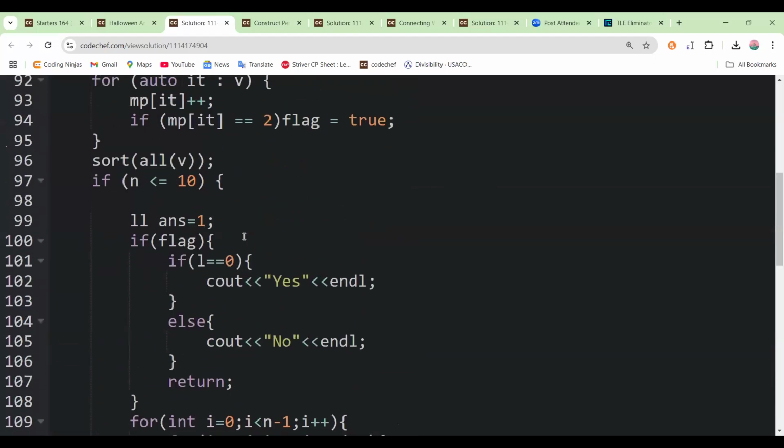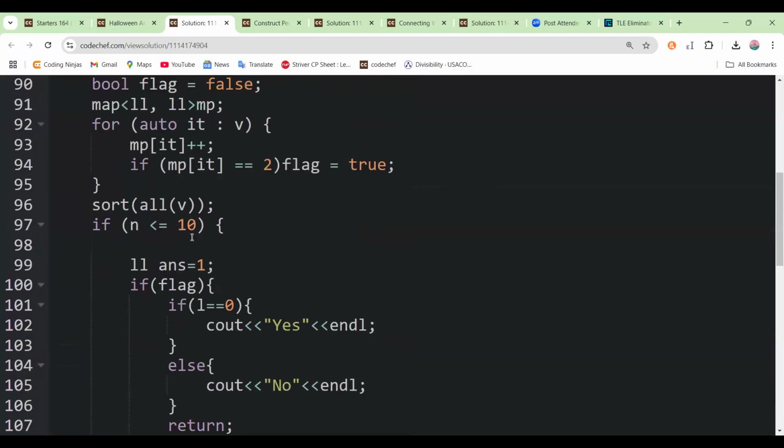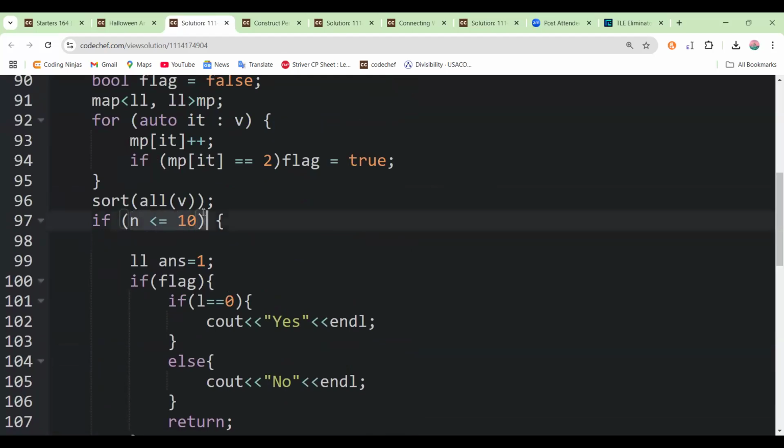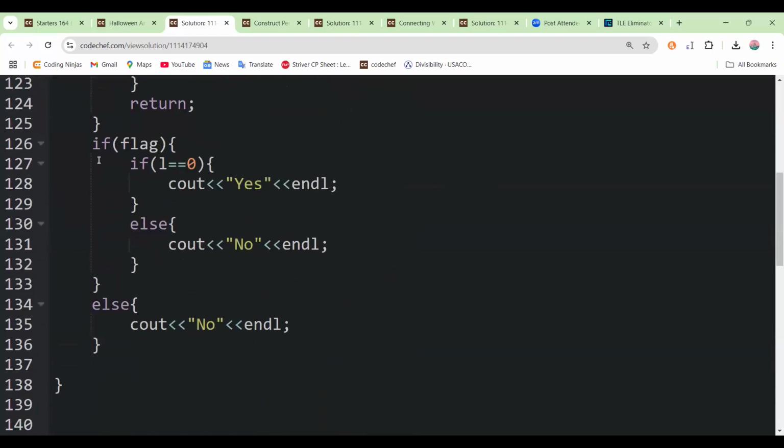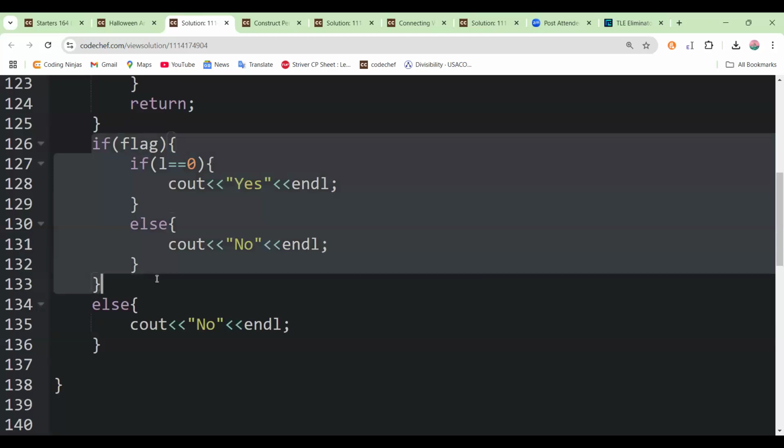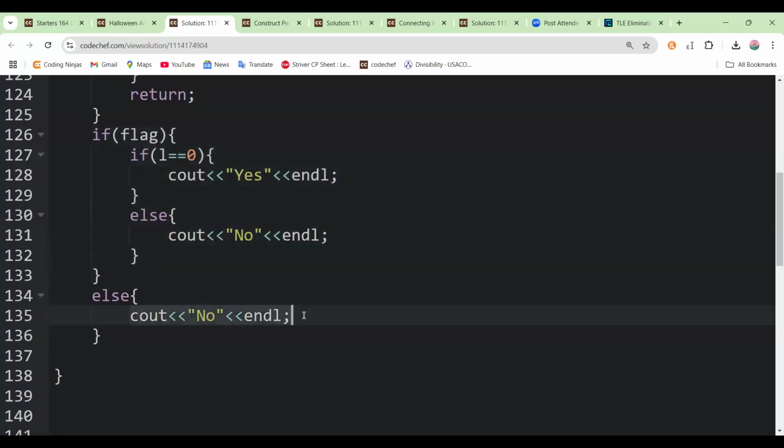No, in this we are not actually brute forcing for all n's. We are brute forcing only if n is less than or equal to 10. So if n is less than or equal to 10, then the brute force will give you 10 into 10, that is 100, right? So that would never give you TLE. For 11, if there is a duplicate, then I have handled that separately, else the answer will always be no.